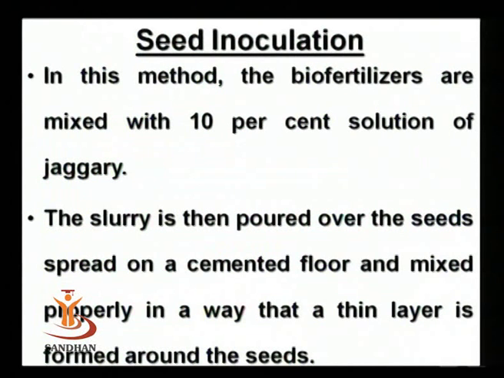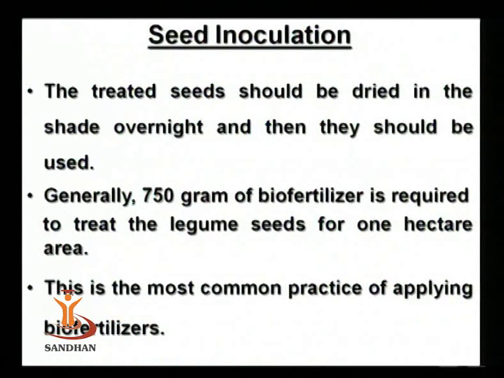The name itself suggests we have to apply biofertilizer on seed. Here we have to mix a 10% solution of jaggery with biofertilizer. This slurry is then poured over the seeds. After mixing them, we have to spread them on a cemented floor and mix properly in a way that a thin layer of jaggery forms around the seeds. Then we have to allow it to dry in the shade overnight, and then they should be used.